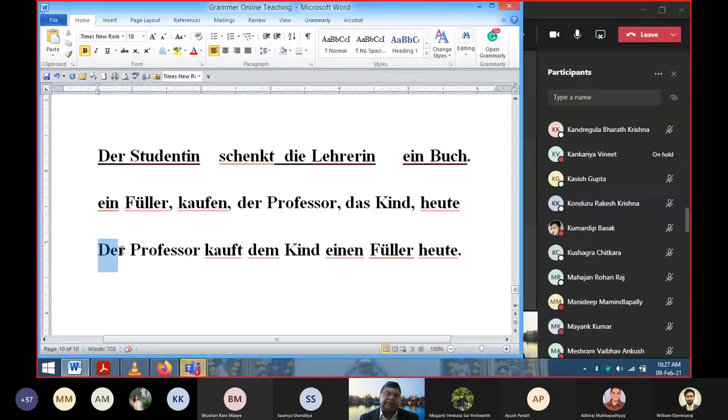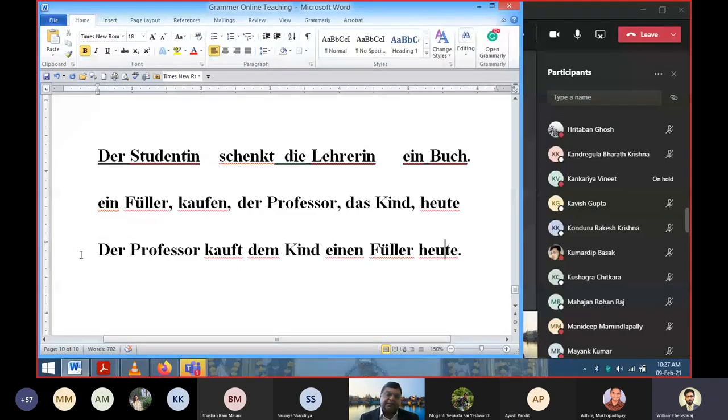Means after the subject, for example, der Professor is the subject, then immediately the verb should come. You cannot put heute here, like der Professor heute is wrong. You have to write der Professor kauft, then you can put heute here also. Der Professor kauft heute, that is also correct. So der Professor kauft heute dem Kind einen Füller. Or you can put heute in the beginning. So all these are possible.